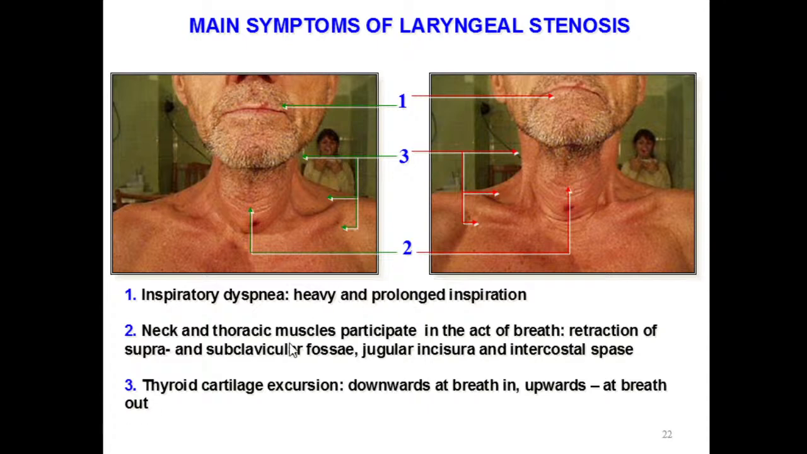The neck and thoracic muscles participate in the act of breathing: retraction of the supra- and subclavicular fossa, jugular incisura, and intercostal spaces. Yeah, here, here, here, and it is participation of the muscles of the neck. And thyroid cartilage excursion downwards at breathing in and upwards at breathing out.